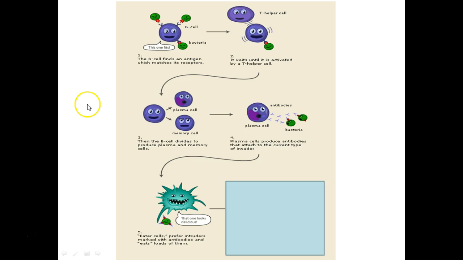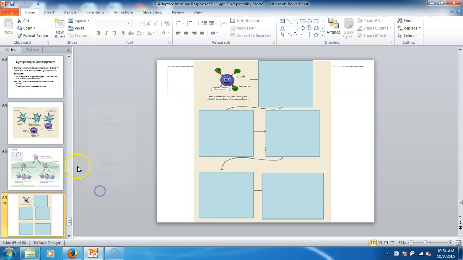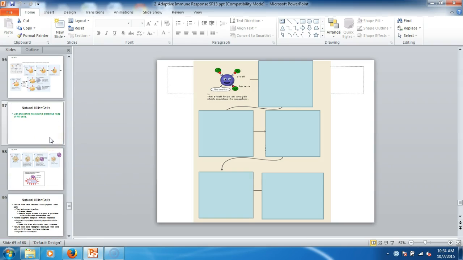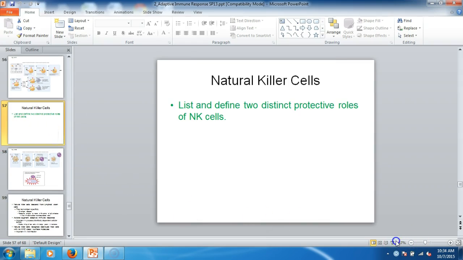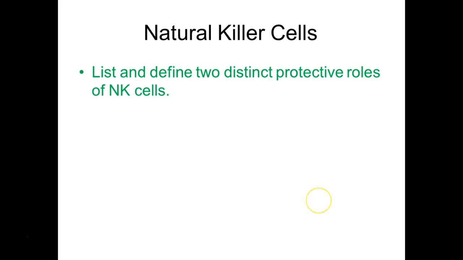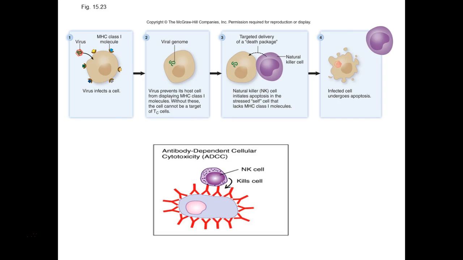So my stuff is out of the order that I wanted to. So natural killer cells. They have two distinct protective roles. One of them we just reviewed, right, is this antibody-dependent cellular cytotoxicity, right? You definitely need IgGs for that.